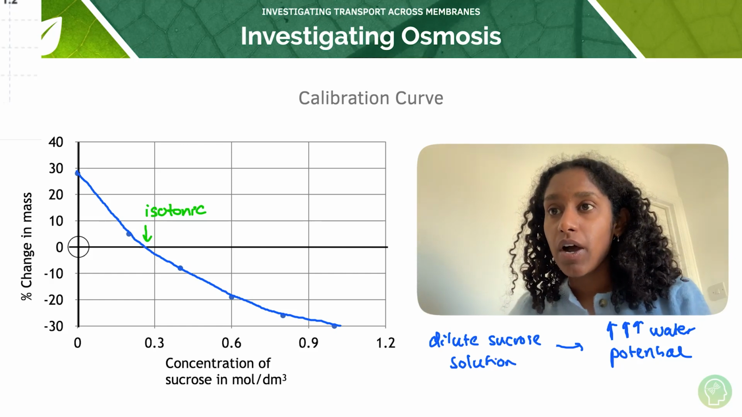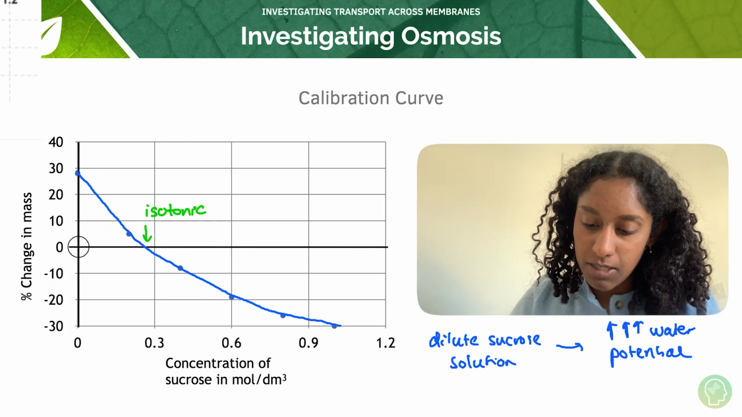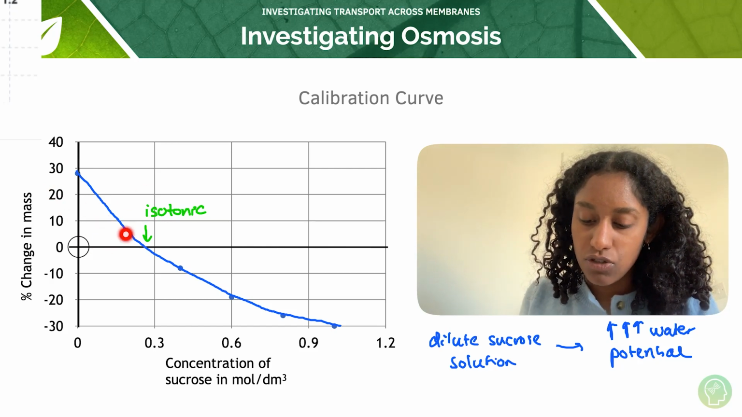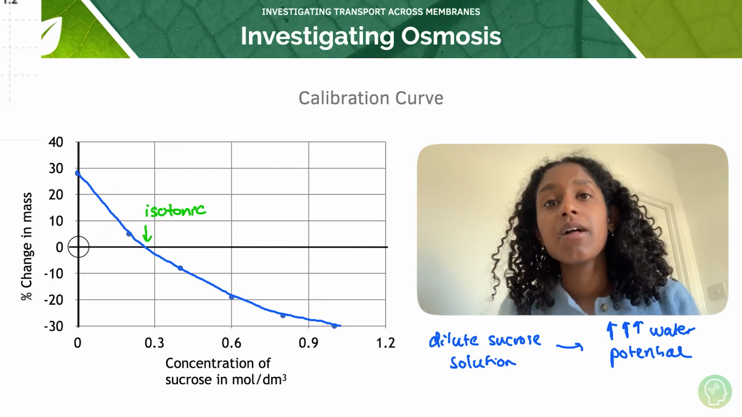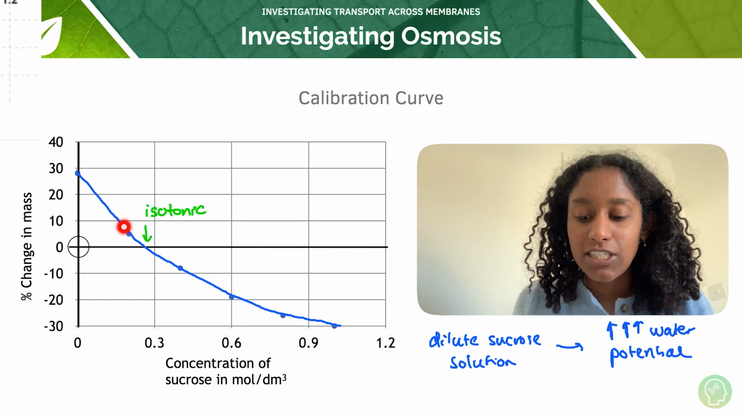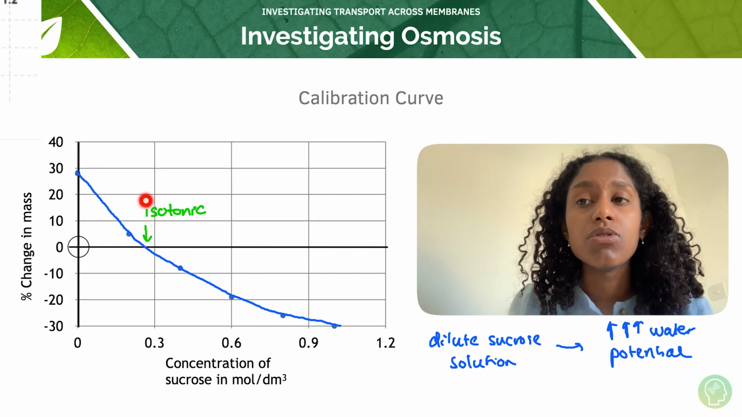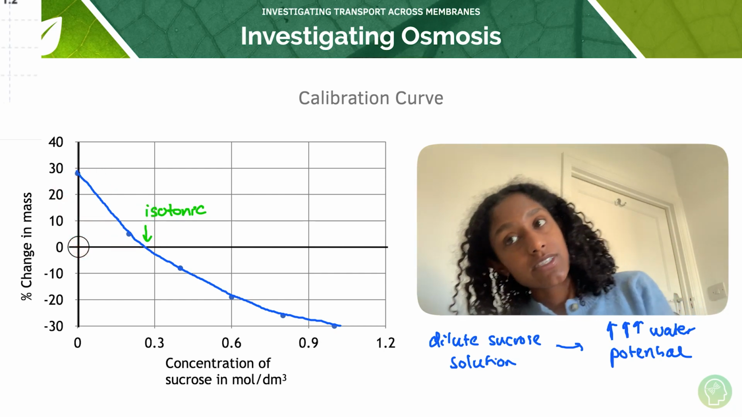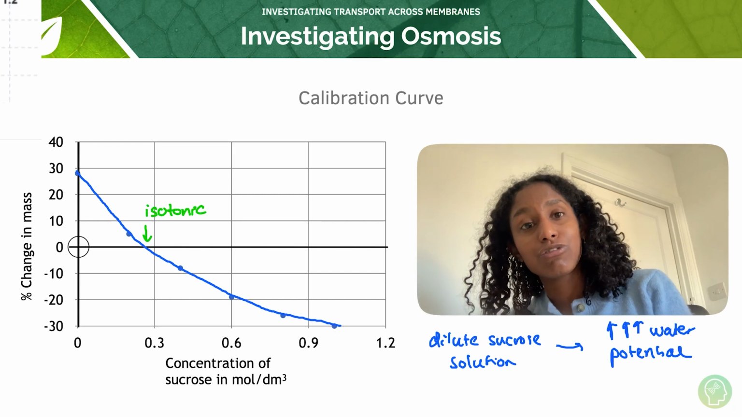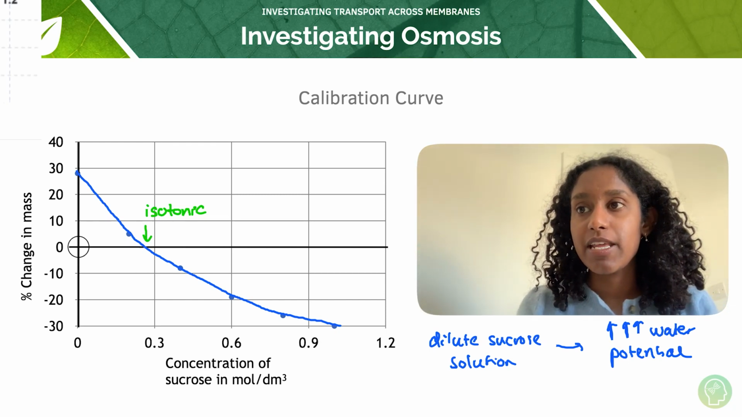So that's why you see here at this part of the line of best fit, so this part of the graph, where we've got our lower concentrations of sucrose, or our more dilute solutions of sucrose, we're going to have a percentage increase in mass of our potato, because water is moving into our potato down that water potential gradient from outside the potato in that dilute sucrose solution into the potato, down its water potential gradient.